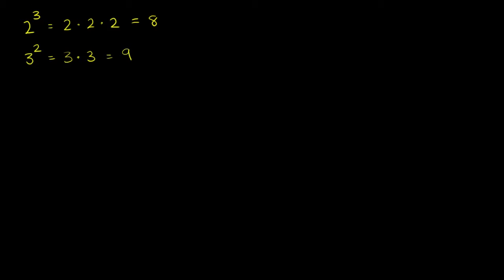Let's do one more of these. I think you're getting the general sense if you've never seen these before. Let's say I have, I don't know, 5 to the seventh power. That's equal to 5 times itself 7 times. 5 times 5 times 5 times 5 times 5 times 5 times 5. That's 7, right? 1, 2, 3, 4, 5, 6, 7.